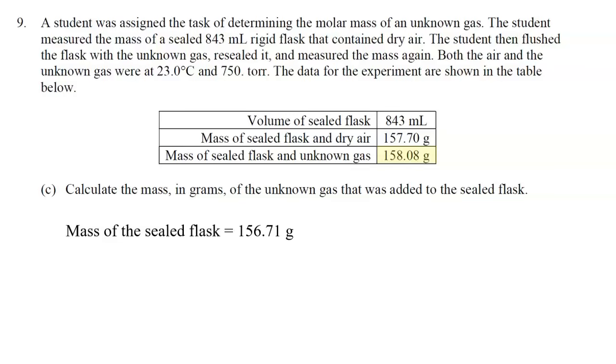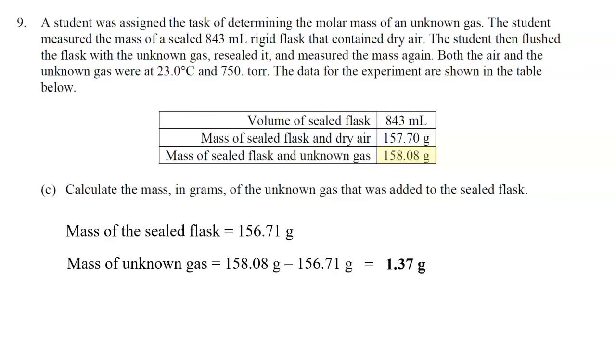So 158.08, the combined mass of the flask and the unknown gas, minus the mass of just the flask itself, 156.71. That difference gives us the answer to part C. So 1.37 grams represents the mass of the unknown gas that was added to the sealed flask.